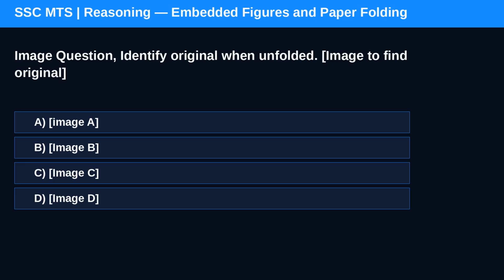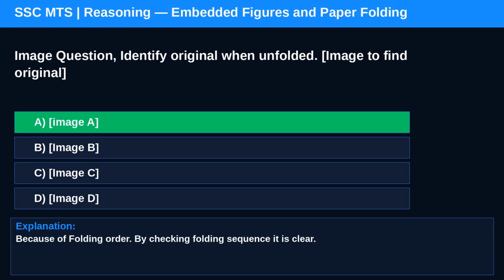Image to find original. Option A, image A. Option B, image B. Correct answer is A, because of folding order. By checking the folding sequence, it is clear.